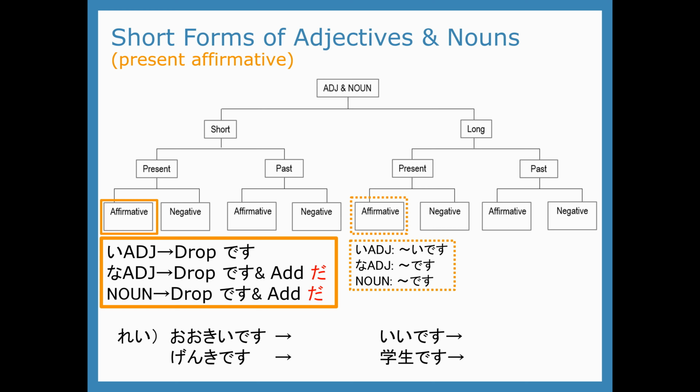Let's try some down here. What do you think the short form of these words is? Take a minute to see if you can put them together. Okay, let's check. So, 大きいです. The short form should be just 大きい. How about いいです? Just いい. How about 元気です? 元気だ. And 学生です? 学生だ.